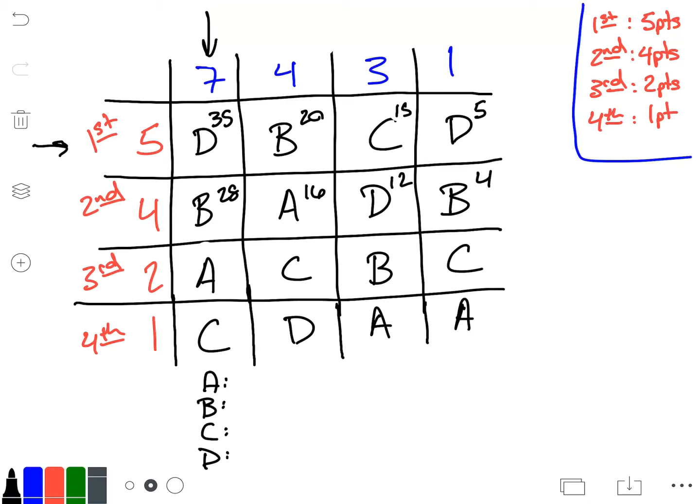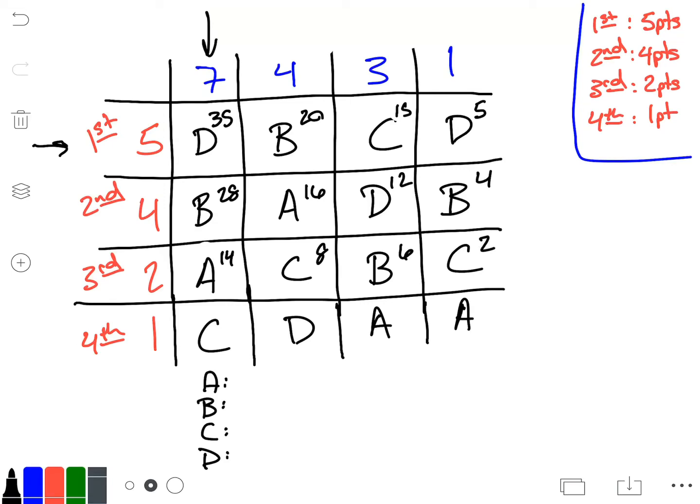We'll go down to our third place vote. Note that we jump our 3, so we do not have a vote that is worth 3 points in this case. Third place votes are worth 2. There were 7 of them for A. 7 times 2, 14. 2 times 4 is 8. 2 times 3 is 6. And 2 times 1 is 2.